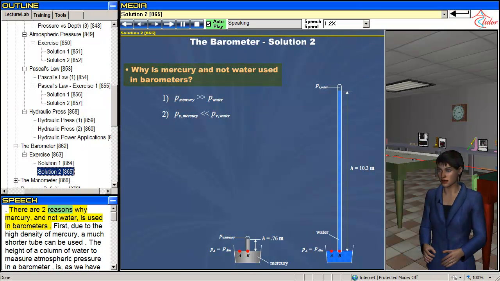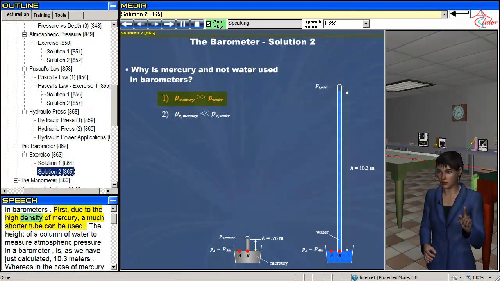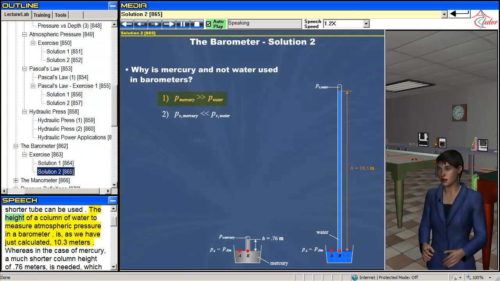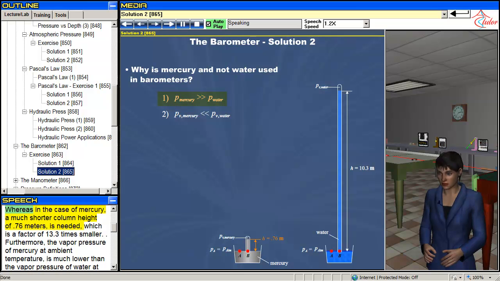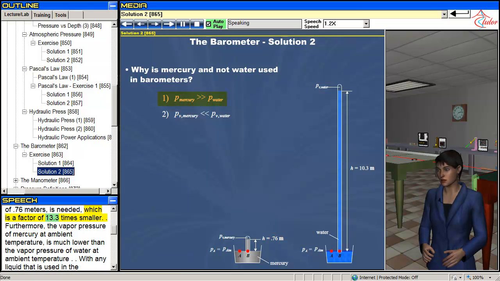There are two reasons why mercury, and not water, is used in barometers. First, due to the high density of mercury, a much shorter tube can be used. The height of a column of water to measure atmospheric pressure in a barometer is, as we have just calculated, 10.3 meters. Whereas in the case of mercury, a much shorter column height of 0.76 meters is needed, which is a factor of 13.3 times smaller.